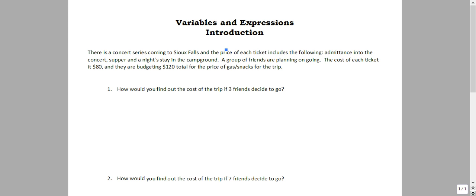This first section deals with variables and expressions. The introduction states that there is a concert series coming to Sioux Falls, and the price of each ticket includes the following: admittance into the concert, supper, and a night stay in the campground. A group of friends are planning on going.